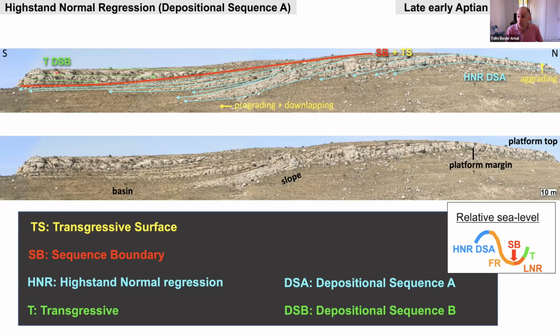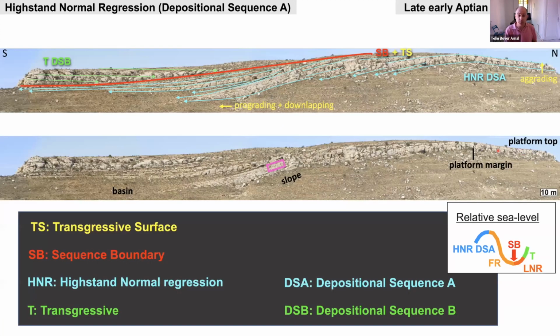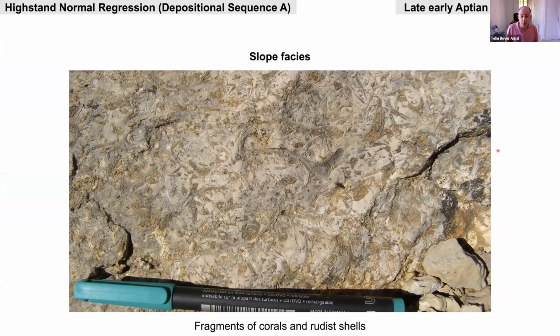And now I would like to show you the facies of this Eustasy platform. We start with the platform top facies, how these facies look. These are mainly limestones with floatstone and rudstone textures, showing well-preserved rudist shells and also corals in live position. When we move to the slopes, the carbonate of the slopes is carbonate that was shed from the platform top.